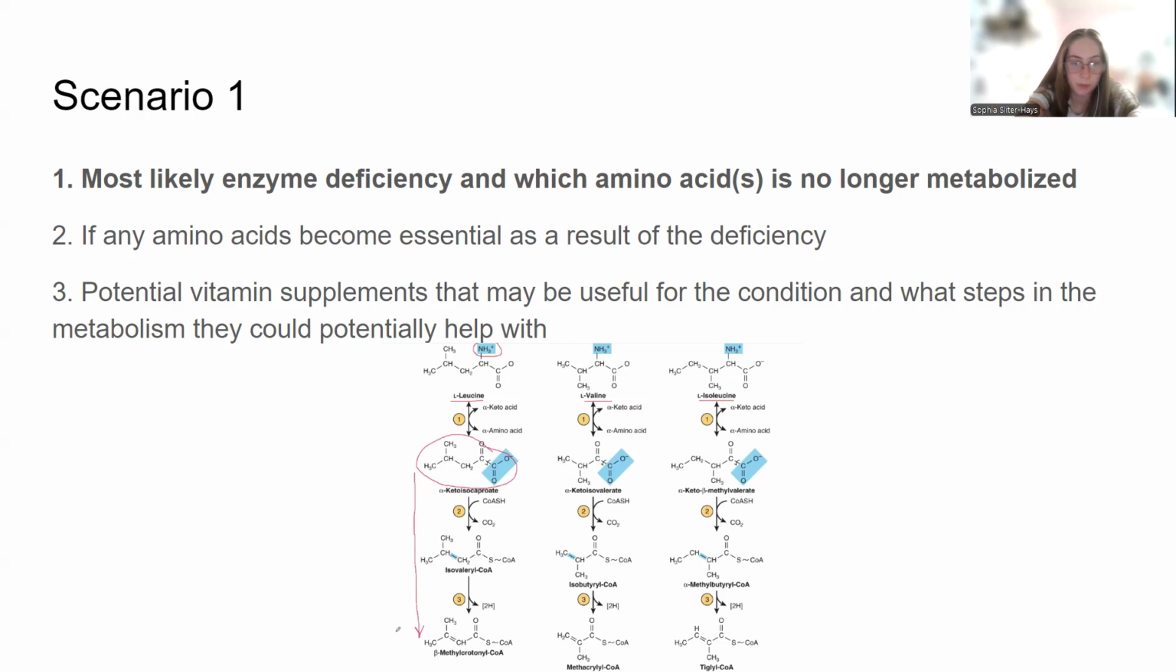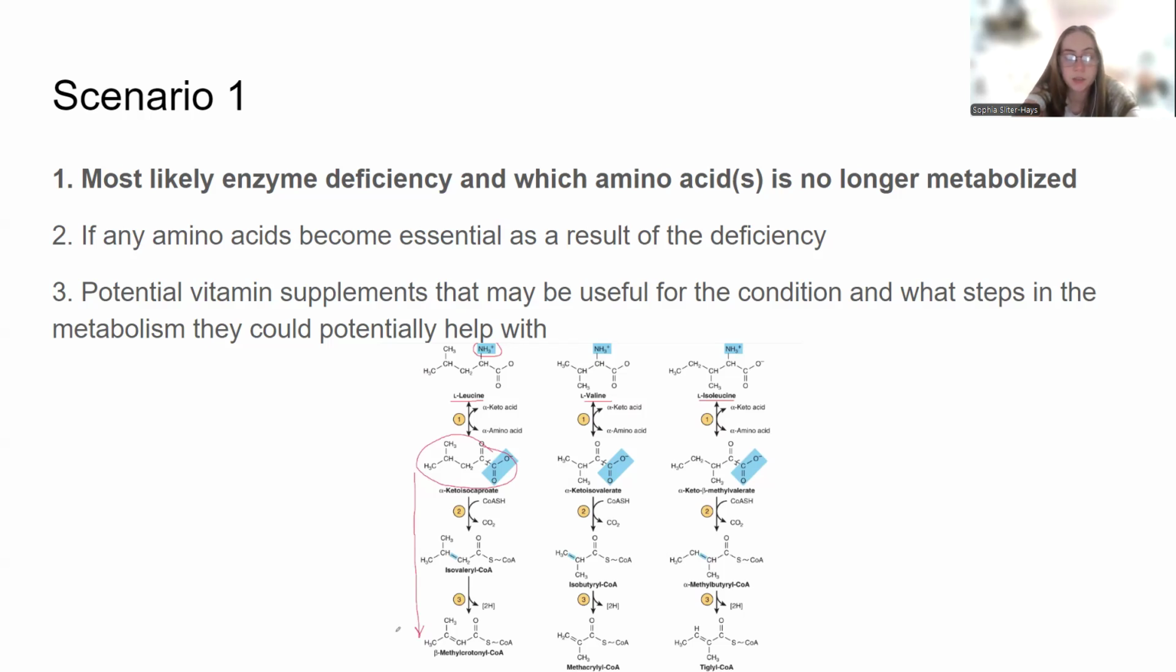According to a paper from the European Journal of Pediatrics, common enzymatic deficiencies in branched-chain amino acid metabolism include deficiencies in isovaleryl-CoA dehydrogenase, 3-methylcrotonyl-CoA carboxylase, 3-methylglutaconyl-CoA hydratase, 3-hydroxy-3-methylglutaryl-CoA lyase, and 2-methylacetoacetyl-CoA thiolase. However, we obviously did not discuss these enzymes in the course, so I will not talk about them.